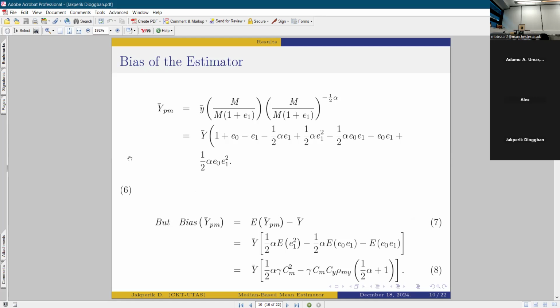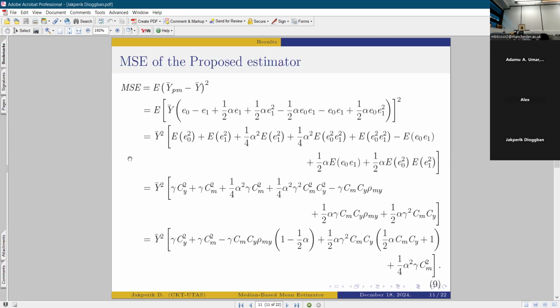Now, if we make the substitution of the relations stated in equation 5 into the proposed estimator, we obtain equation 6, which is the form of the proposed estimator. But we know that generally bias is defined as given in equation 7. I'm not repeating the explanation because Alex indeed emphasized the procedure to obtain bias. Making relevant substitution and simplifying yields the bias of the proposed estimator as in equation 8.